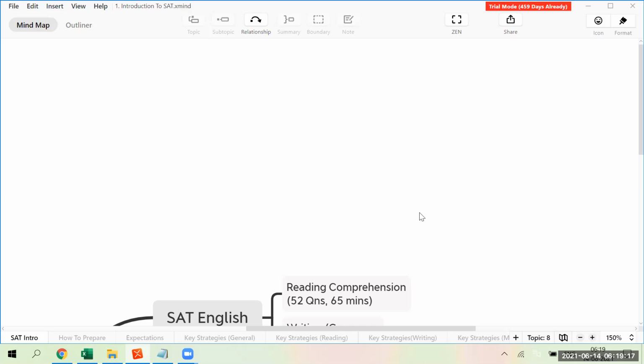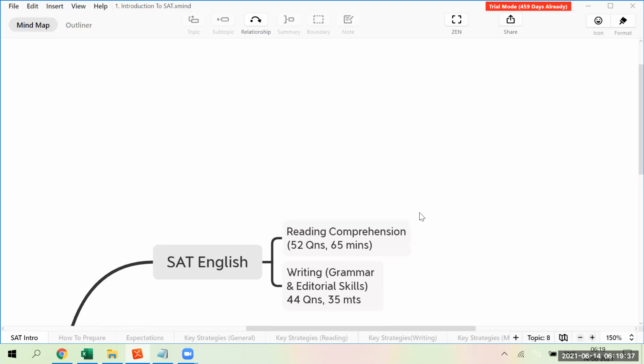In this presentation, we are going to learn about some basics related to SAT, how the SAT test is structured, what are the various sections, and then we will talk about some strategies to learn and master those skills to score 1500 plus marks in SAT.